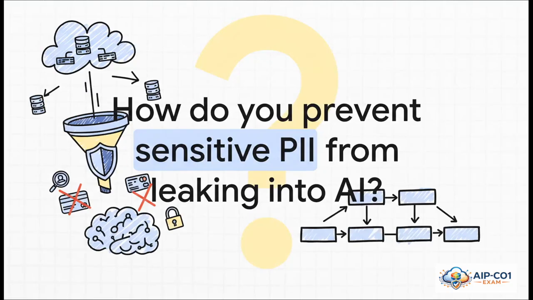And this is probably one of the most critical questions you have to answer. If personally identifiable information, PII, finds its way into your knowledge base, you've got a massive, massive problem on your hands. So how do you stop it?